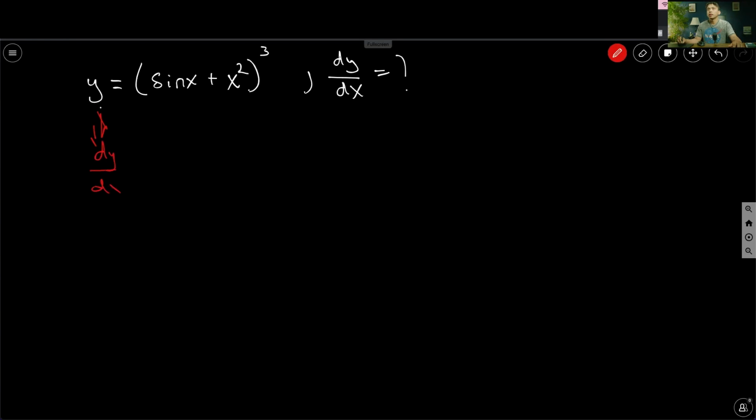The first thing we need to do is bring that power, that 3, down in front. So then we have 3, and then of course, chain rule says write exactly everything the way it is. Don't touch anything. So 3 times (sine x plus x squared). Now you subtract the power by 1, and then you also multiply that by the chain rule, the derivative of the inside. The derivative of sine of x is just cosine of x, plus the derivative of x squared is just plus 2x. And then that is your answer.